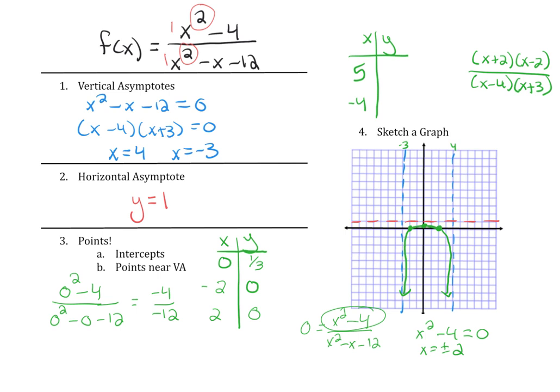So the idea is that we're plugging in 5 into each of these factors. So 5 plus 2, I've got 7, times 5 minus 2, 3, over 1 times 8. So I have a positive 21 over 8, which is going to be in between positive 2 and 3. It's actually 2.625.